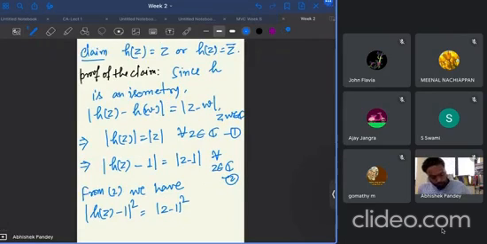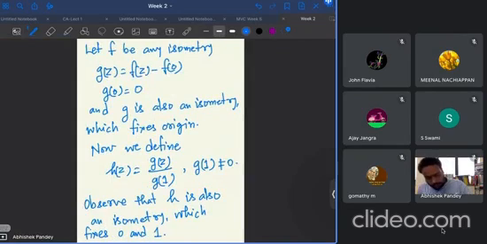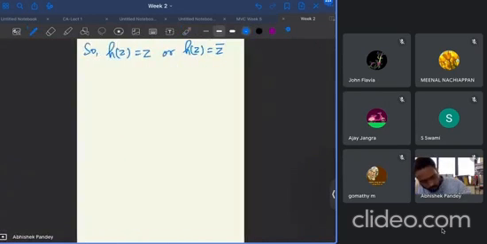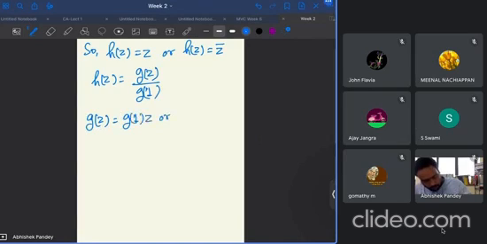Okay. Now what is hz? Hz is gz by g of 1. So hz is equal to gz by g of 1. Okay. So gz will be g of 1 into z, or gz is equal to g of 1 into z bar.